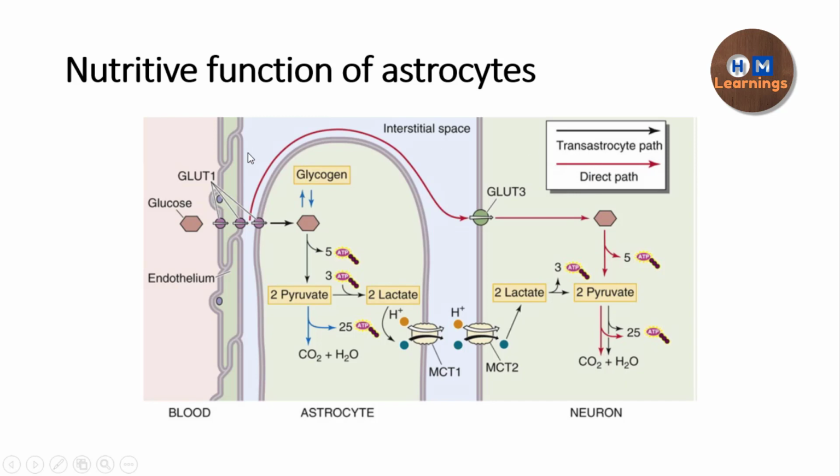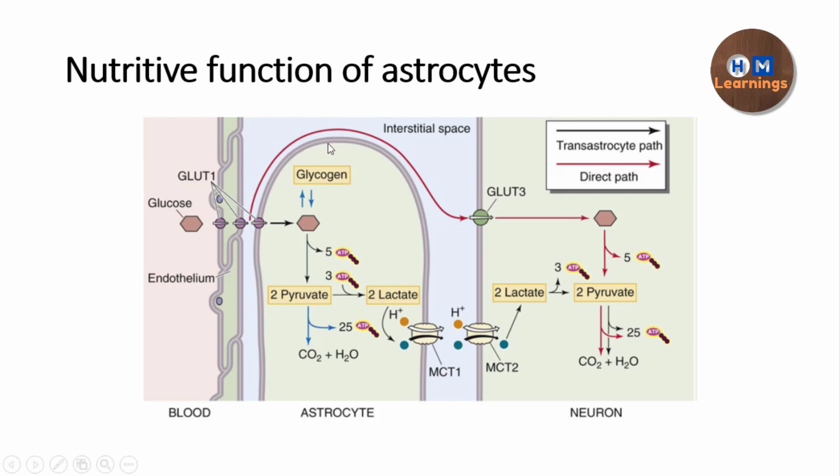What is happening is that glucose, with the help of a GLUT1 transporter, is entering from the blood into the brain extracellular fluid. Now glucose can enter two pathways. One is that the glucose can enter into the astrocyte, or it can pass to the neuron directly, and it enters inside the neuron with the help of the GLUT3 transporter. The primary pathway for the nutrition of the neurons in the brain is this direct pathway.